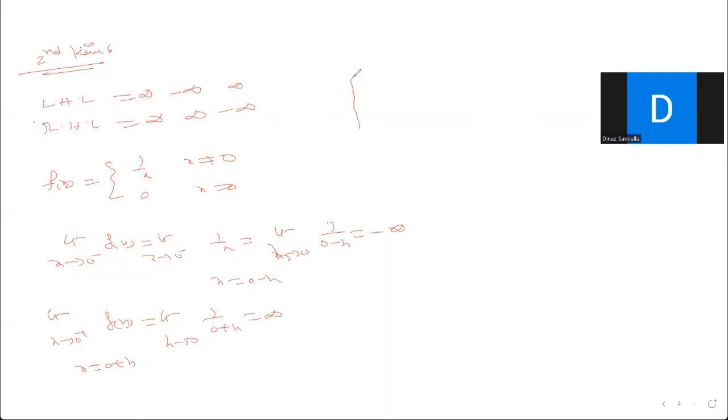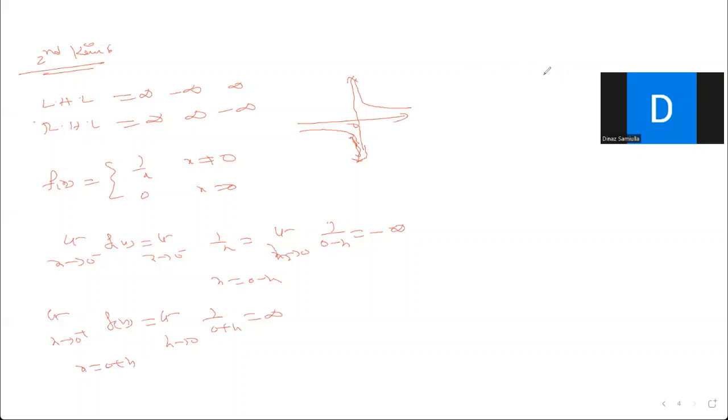Diagrammatically, I can say like this now. One is going in this way, the other one is going in this way. Right, one is positive infinity, the other one is negative infinity. Please catch this particular point. Okay, second kind. Oscillating discontinuity is also one of the easiest ones. Yeah, you can catch easily.